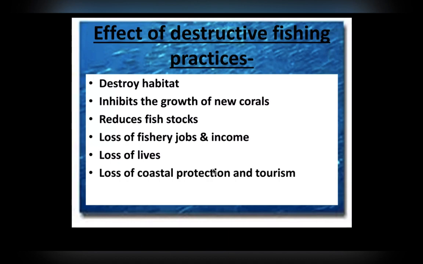Now, the effects of destructive fishing practices on the environment. One, the problems that it causes. One of them is that it destroys the habitat, the aquatic habitat. Another effect from these destructive fishing practices is that it inhibits the growth of new corals in the river. Another big effect that destroys the ecosystem is that it reduces fish stocks.